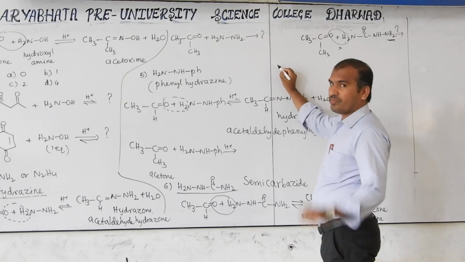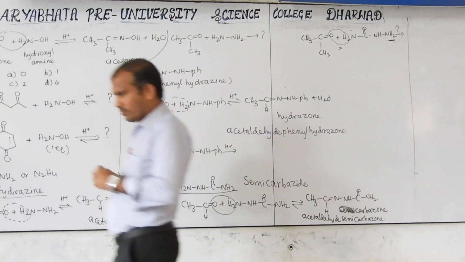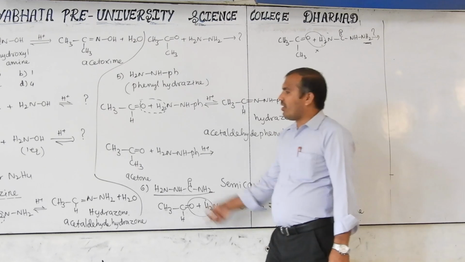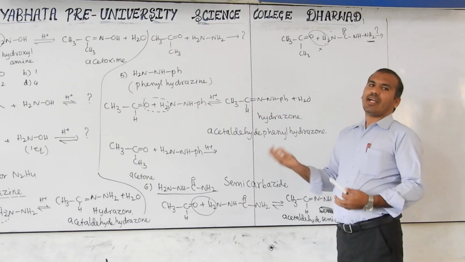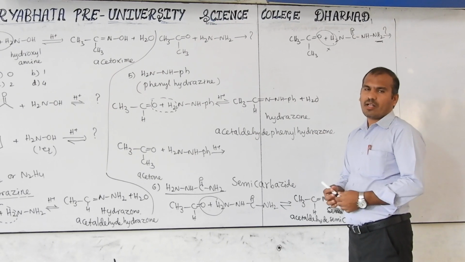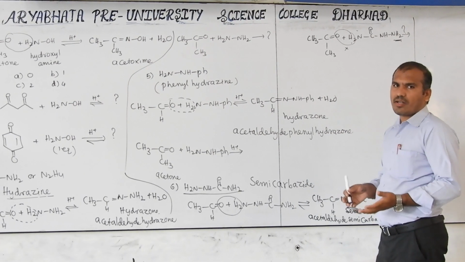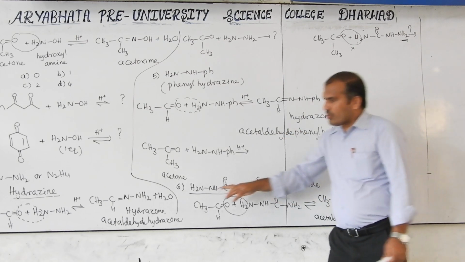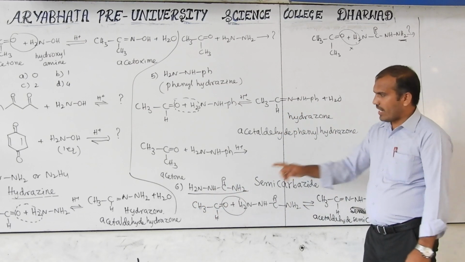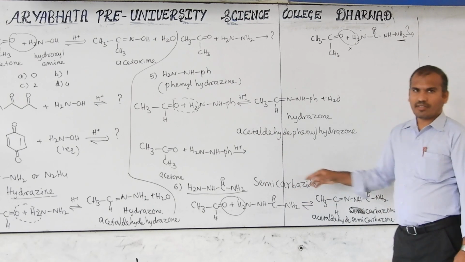Next one. All these are generally from white precipitates. That's why we can identify which is a carbonyl compound. It means aldehydes and ketones generally give this type of reaction; some others may not. So these are all white precipitates: hydrazones, oximes, all of this.